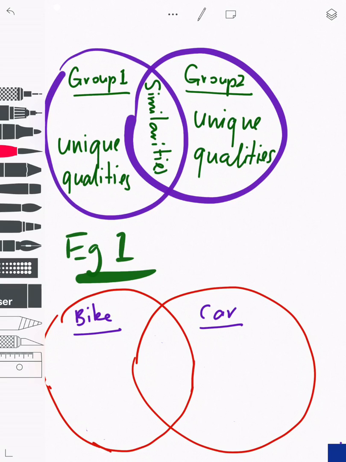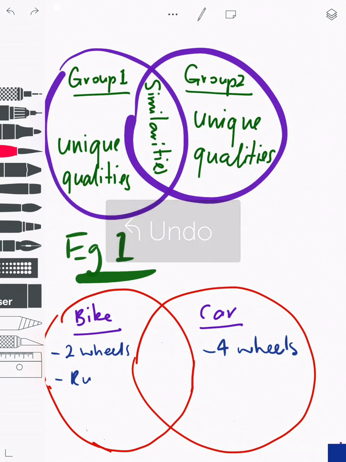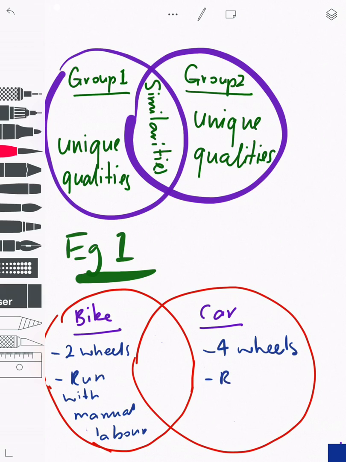So let's go through a quick example of a Venn diagram, just a very quick one for a bike and a car. Now, what unique things does a bike have that a car doesn't? Now, we know from the top of our heads that a bike normally has 2 wheels, and a car normally has 4 wheels. We know that a bike has to be pushed or controlled by a human being with manual labor. And we know that the car normally runs with, let's say, fossil fuels.